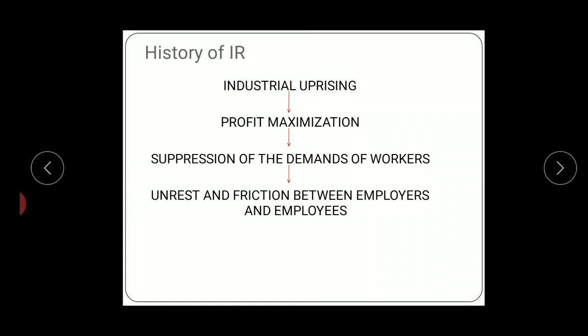And this led to unrest and friction between employers and employees. That is, conflict between employers and employees, because they were being exploited and their demands were not fulfilled. And why were their demands not fulfilled? Because the supply of laborers was too much in comparison to the demand for laborers. Cheap laborers were available everywhere, so exploitation happened, and this led to conflict between employers and employees.